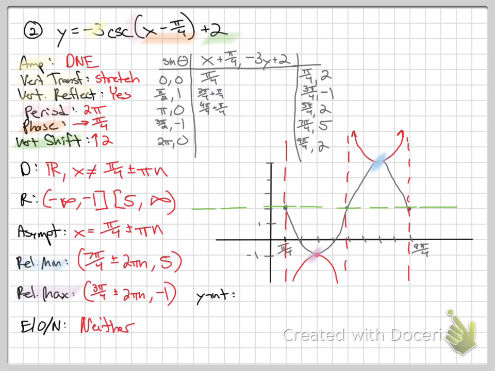Okay, y-intercept. Plug in 0. The x is going to go away. I'm at negative pi over 4 plus 2. Okay, unit circle. Remember how I hate cosecant? So I'm going to find sine of negative pi over 4 first. Negative pi over 4 is going to be in the middle of quadrant 4. Sine is the y value. That's going to be negative root 2 over 2. But the question was cosecant.